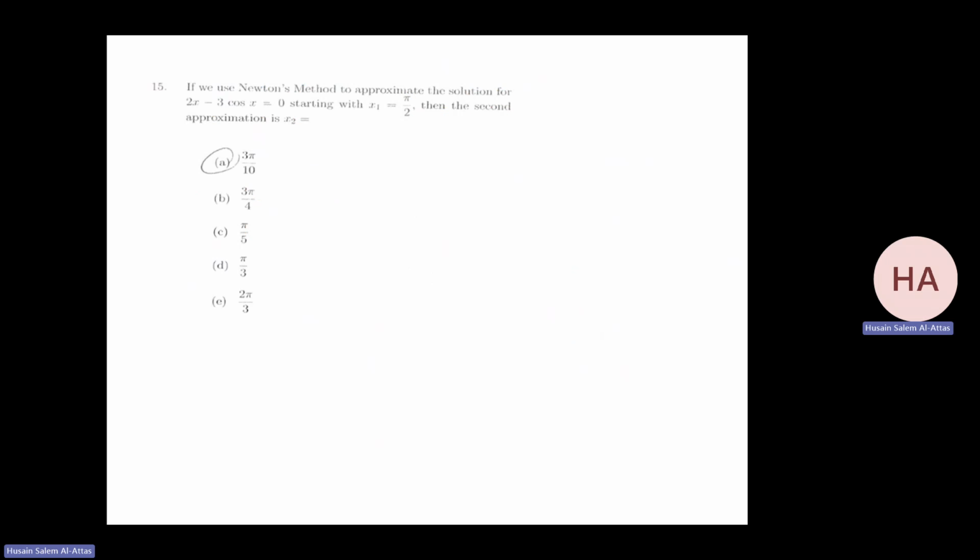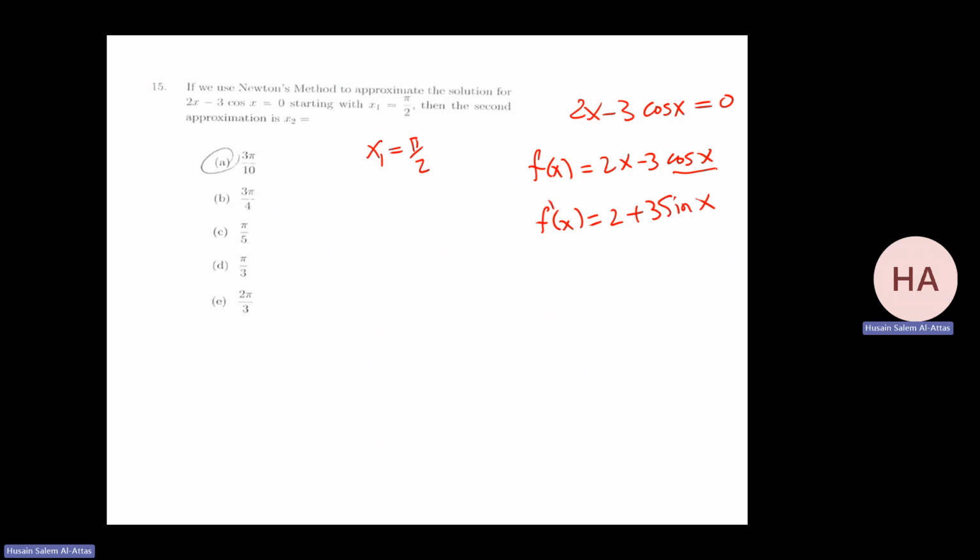Okay, let me go to the exam questions. If you use Newton's method to approximate the solution for the equation 2x minus 3 cosine x equals 0, he said start with x1 equal pi over 2. So what will be my f of x? 2x minus 3 cosine x. What is f prime of x? It will be 2 plus 3 sine x. Be careful, the derivative of cosine is minus sine. So 2 plus 3 sine x.